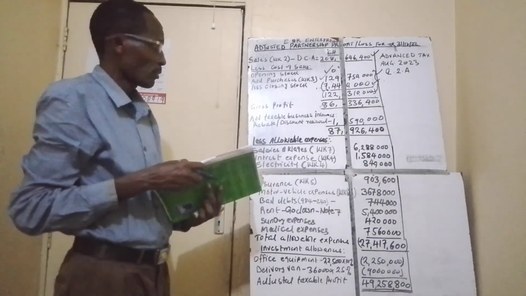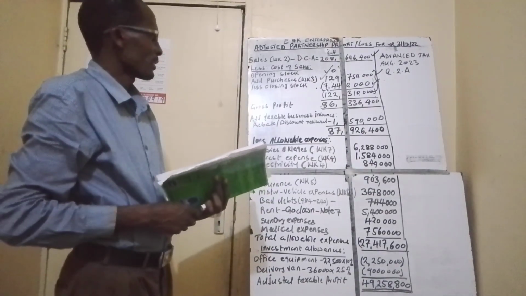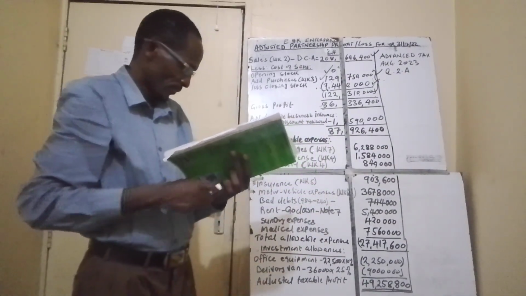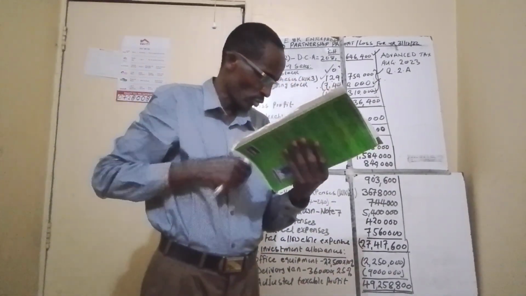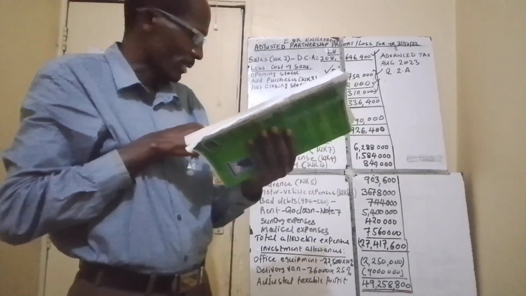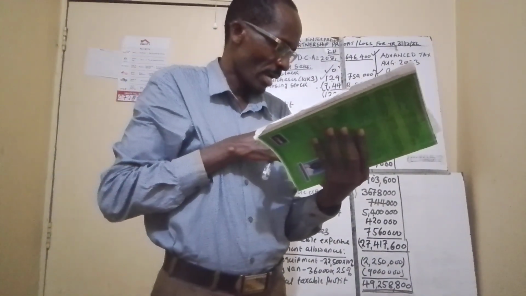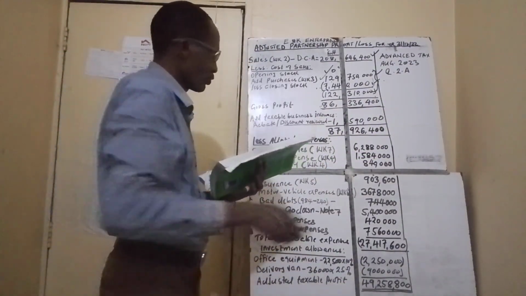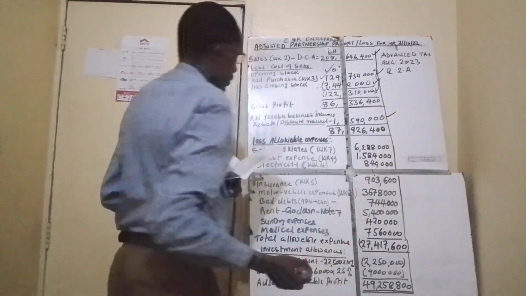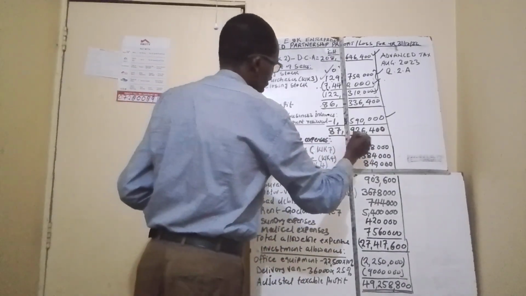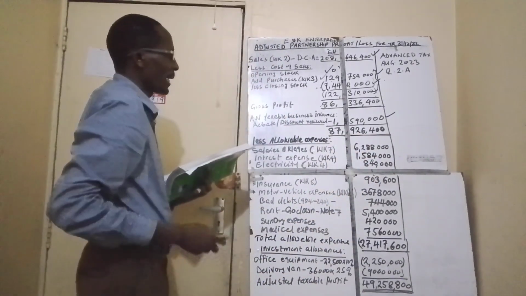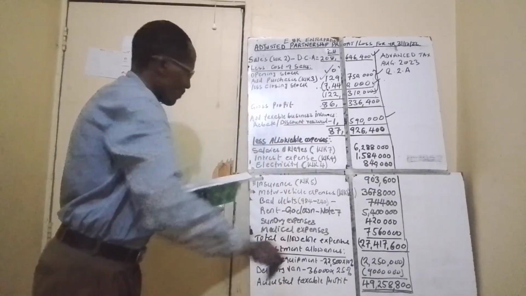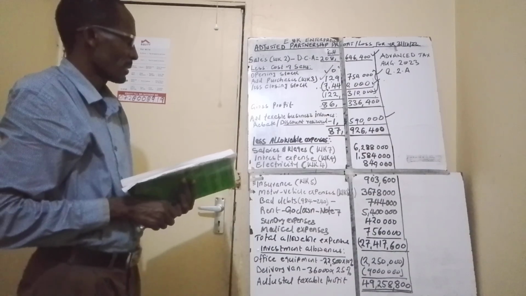The only taxable business income that we have is rebate. Rebate means discount received. Discount received, we had been told in additional information number 2: rebate received from suppliers amounted to shilling 1,590,000. So this one, discount received, you add that. If you add that, you get 87,926,400.